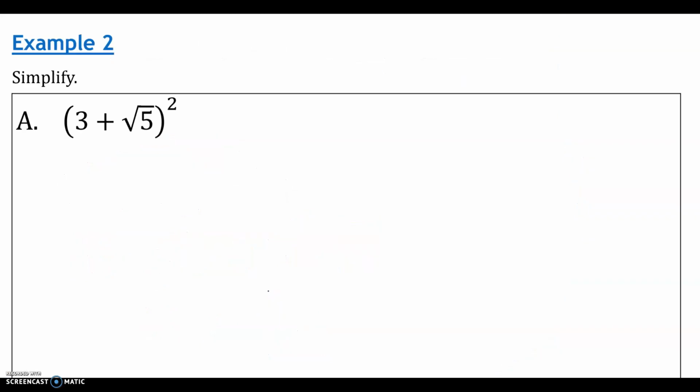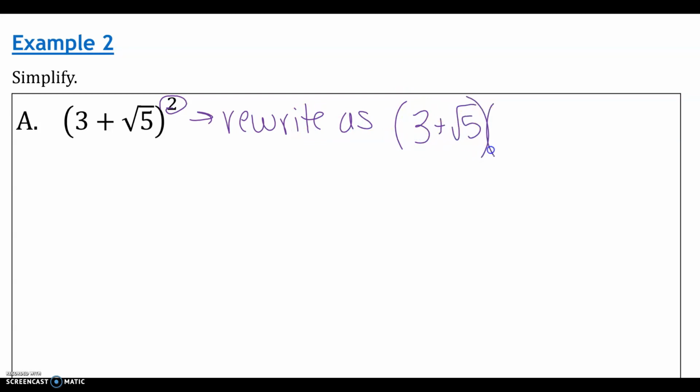Okay, so those were conjugates when they had the same numbers but differed in one sign. Now this, obviously, is not a conjugate. If you remember from chapters before, this little 2 just means you're going to rewrite it as 3 plus radical 5 times 3 plus radical 5. And looks like I need you to FOIL that problem.